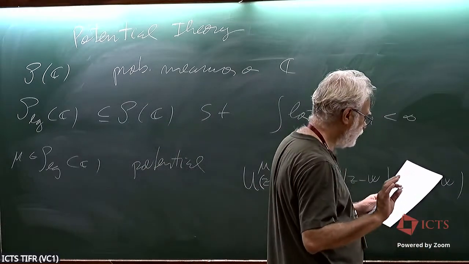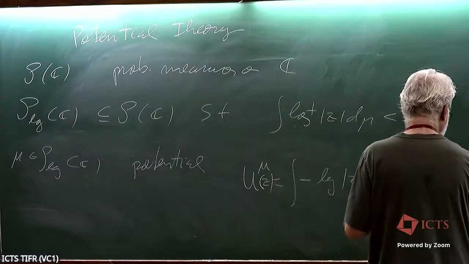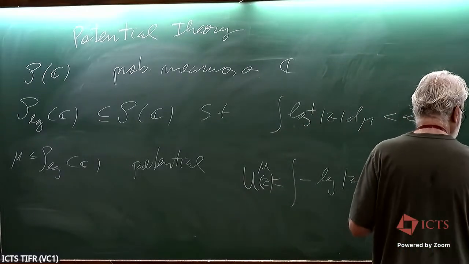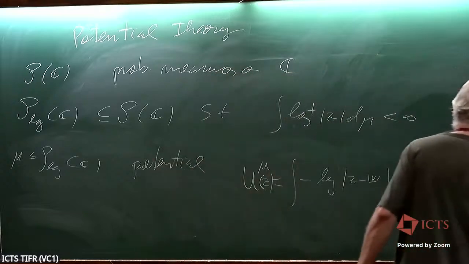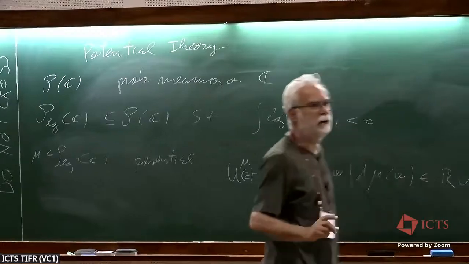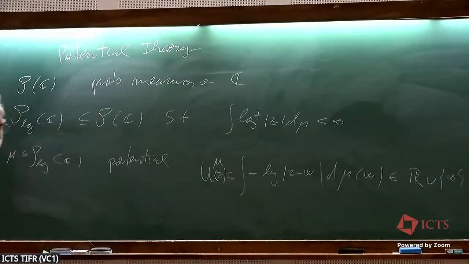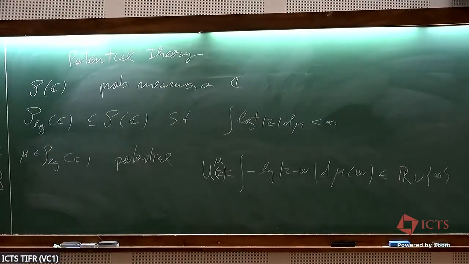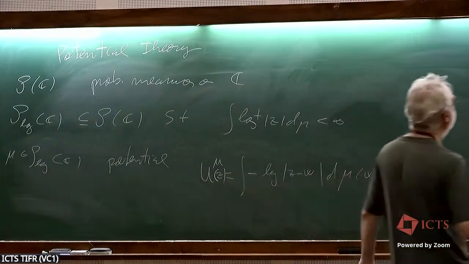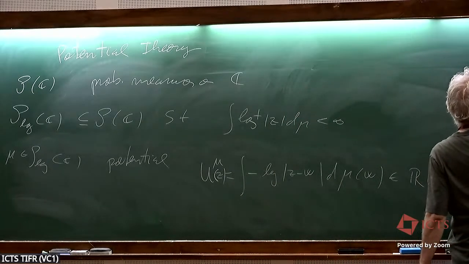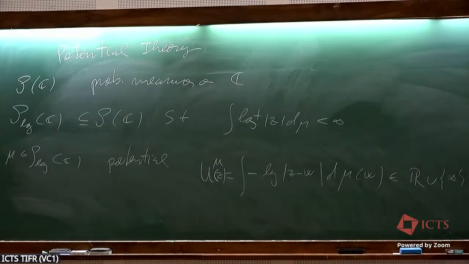So this is an element in R union plus infinity. But it is well defined. It cannot happen that I have plus and minus infinity. Okay? And in general, this will be a function that is locally integrable. So U mu is locally integrable.